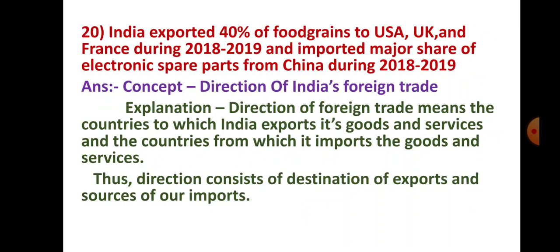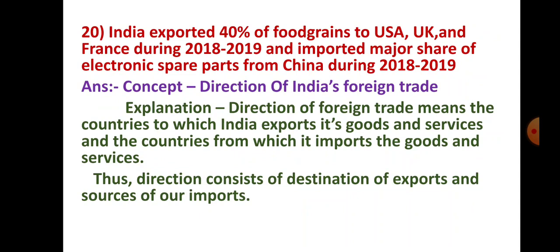Now let us see the next example. India exported 40% of food grains to USA, UK and France during 2018-2019 and imported major share of electronic spare parts from China during 2018-2019. So what is the concept here? Here concept is direction of India's foreign trade.